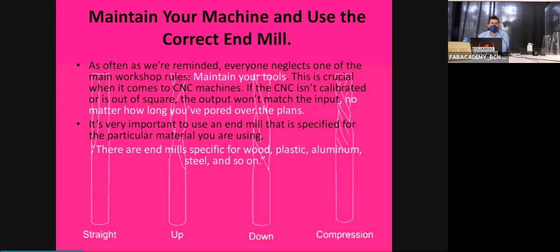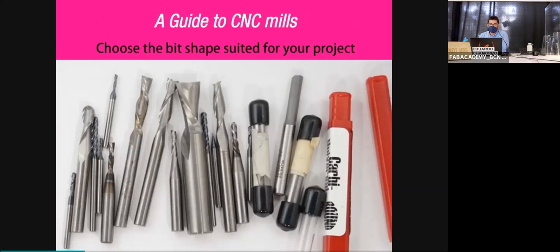And here we come with one of the most important things of the CNC, how to choose your tool. Your tool is the only part that is touching your machine. So, guide to CNC mills. We have millions of types of milling bits. Actually, let me, 1 second. This is an end mill catalog. It's like a Bible.